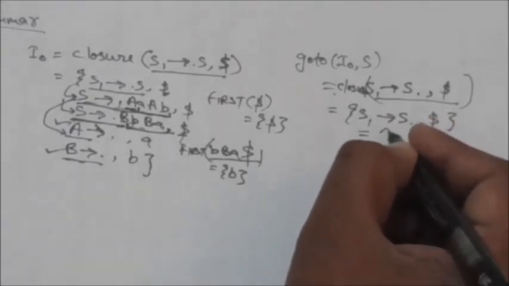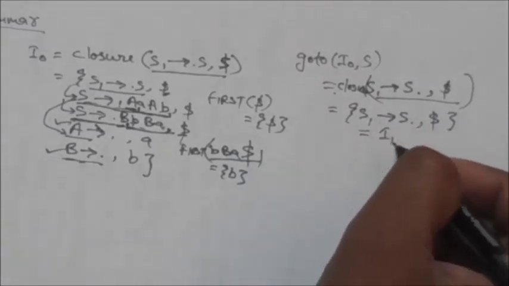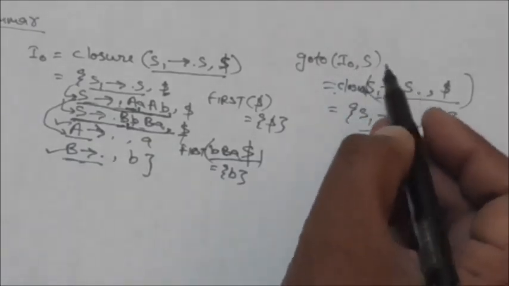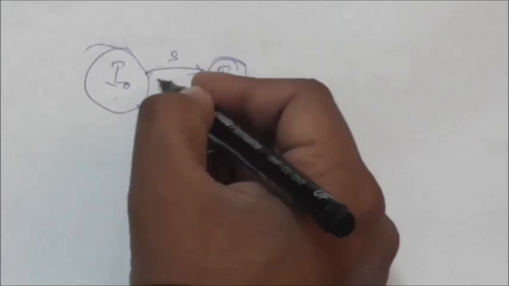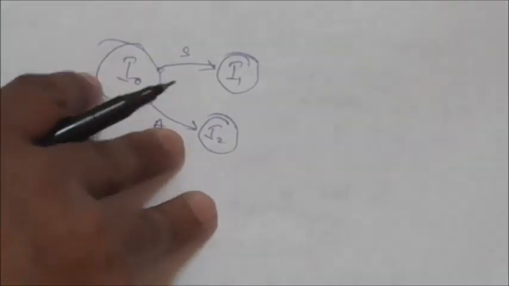Now suppose this set is called I1. So this is the state I1 of the DFA. So goto(I0, S) is equal to I1. It means when the DFA is in state I0 and it reads this non-terminal symbol S, then it jumps to state I1. So here is this transition diagram for the DFA.